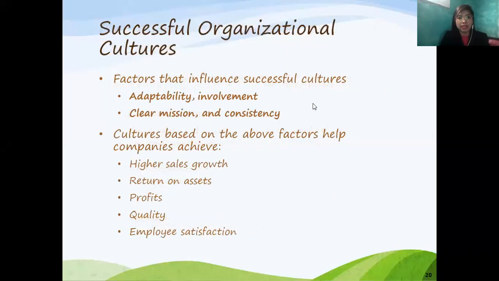Okay, next we have the successful organizational cultures. So these are the factors that influence successful cultures. We have the adaptability, okay, and the involvement. Okay, so when we say adaptability, this is the quality of being able to adjust to new conditions. So now we are experiencing the pandemic. So everybody is being adaptable to what is happening, and we are exercising, or we are doing everything in order to get through this situation.